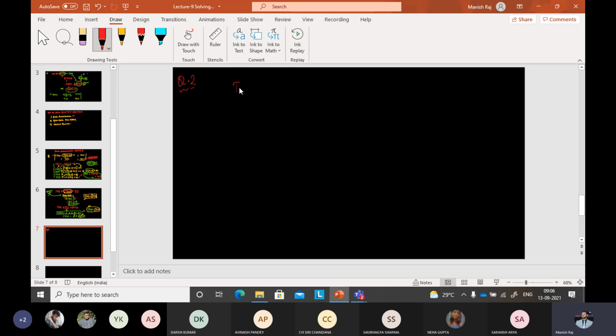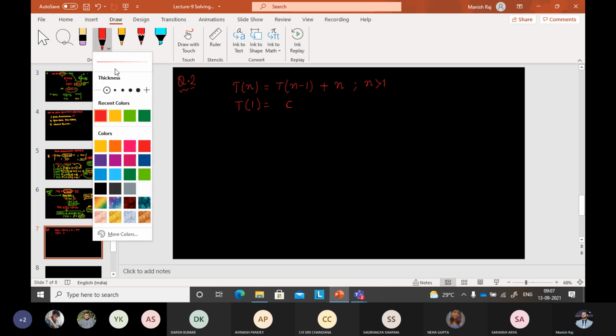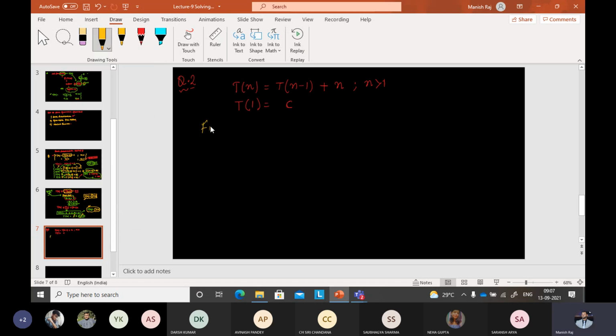Tn is equal to Tn minus 1, and this time, instead of 1, I am putting n here, and at T1 you can say I am getting the constant. This is the situation, n is greater than 1, and it is saying this is the situation at n or at 1. So this type of relation is given to you, then you have to find the complexity of this question. Find the complexity in big O.